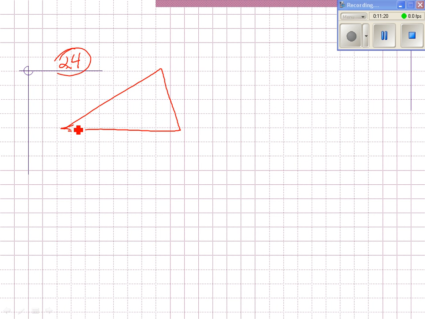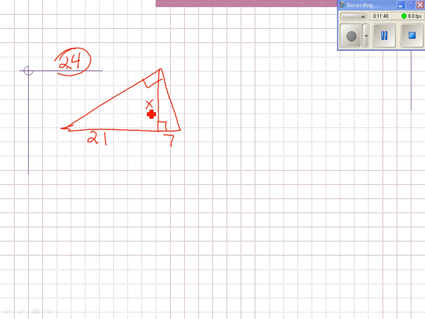Sorry, my picture probably doesn't look quite right, but remember you've got an altitude drawn to the hypotenuse of a right triangle. 21, this is 7. 24, they wanted you to find the altitude, so I'm just going to put an X in there on the altitude.